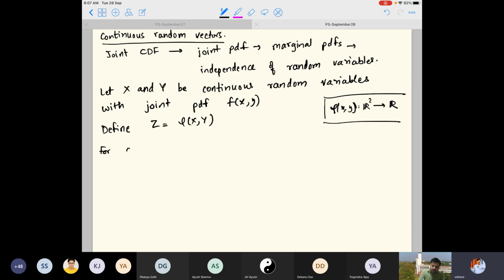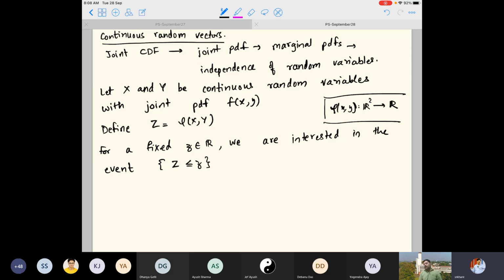And then what did we do? We did the following. For a fixed z in R, we are interested in the event, the set of all (x, y) such that phi of x, y is less than or equal to z. And why are we interested in this event?